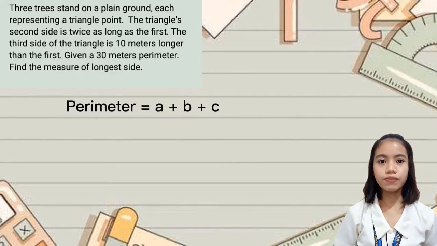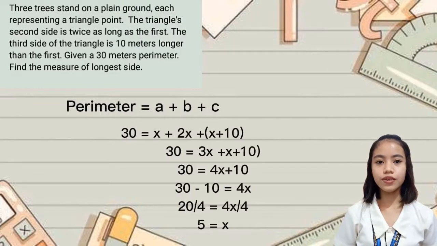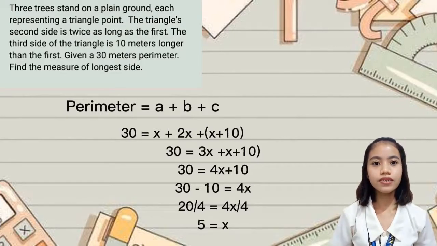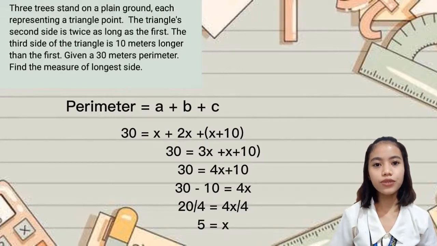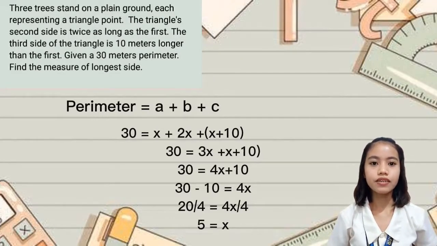Perimeter is equal to A plus B plus C, the 3 sides of the triangle. So given the perimeter is 30, it will become 30 is equal to x plus 2x plus x plus 10. So 2x plus x is equal to 3x, plus x is equal to 4x. Then add 10. Move the 10 to the other side, then it will become negative 10. 30 minus 10 is 20. So 20 is equal to 4x. Now, divide both sides by 4. 20 divided by 4 is 5, and 4x divided by 4 is equal to x.